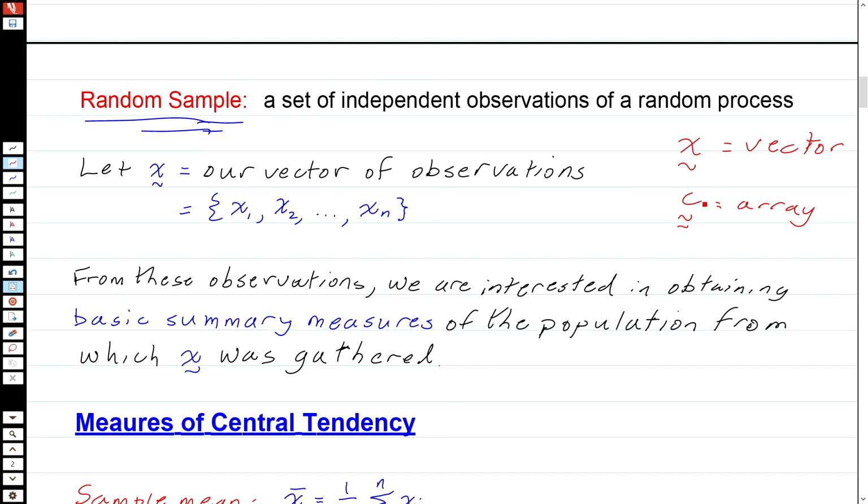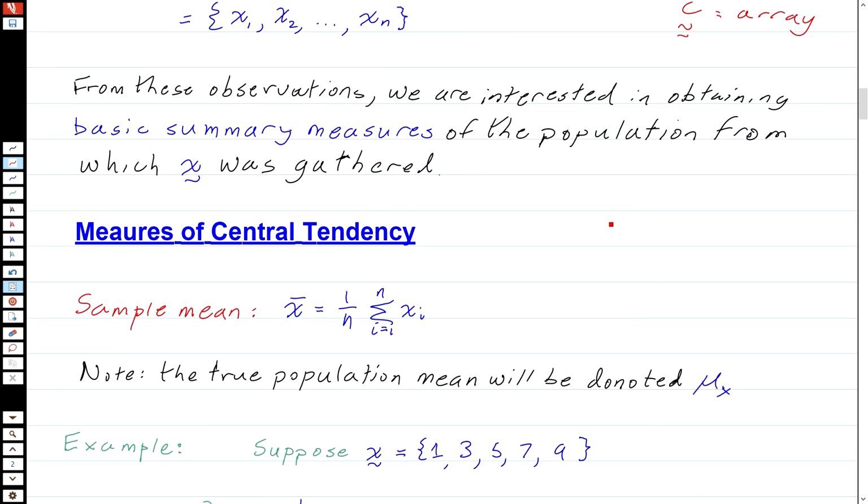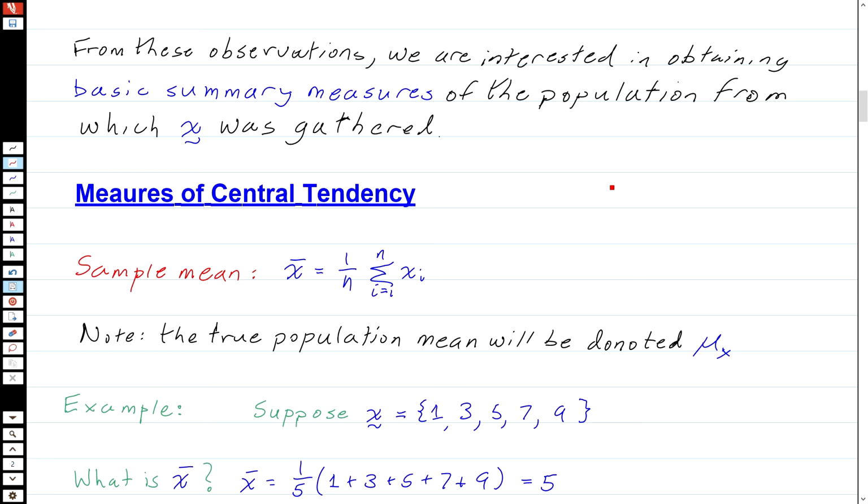Okay. So from these observations, we are interested in obtaining basic summary measures of the population from which X was gathered. We'll start with measures of central tendency. I already mentioned the sample mean, but here now is an expression for it, an equation that we've all seen many times, I'm sure. 1 over n times the sum of the observations is our average.